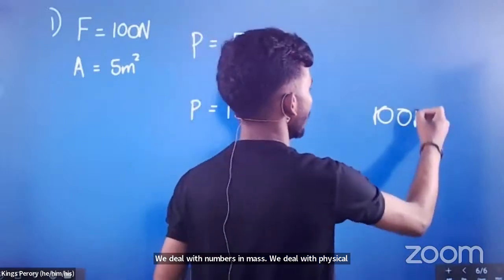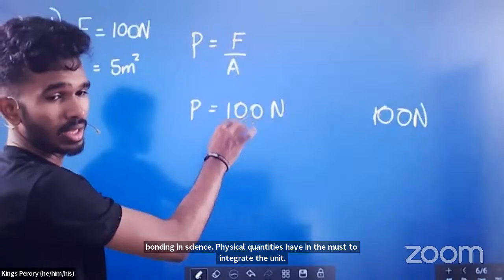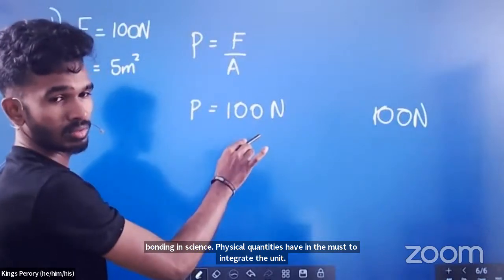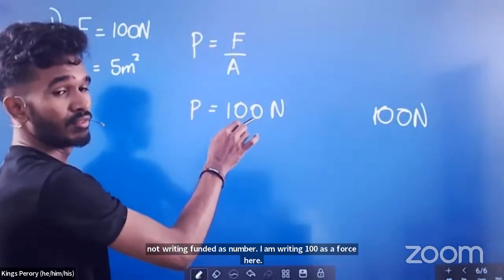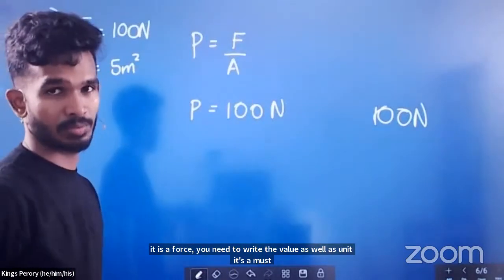Physical quantities have a unit. It's a must to indicate the unit. I'm not writing 100 as a number. I'm writing 100 as a force here. If it is a force, you need to write the value as well as the unit. It's a must. If you don't write it, no marks.